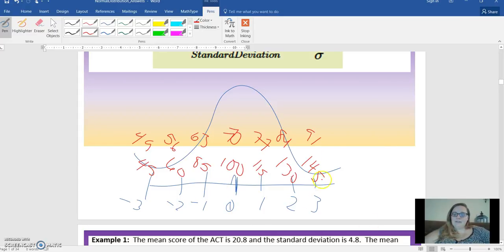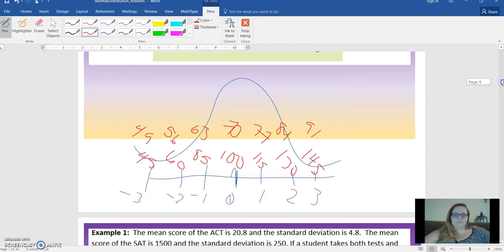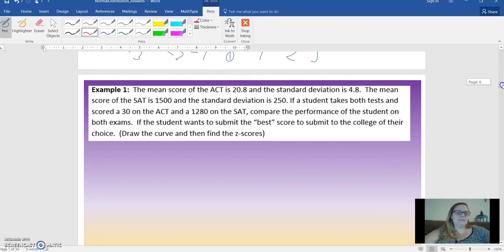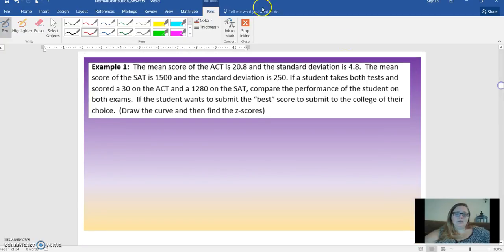All right, so I just finished explaining how you take different tests or exams or data and you can standardize it. That's why it's called the standard normal information. All right, so let's look at this example.